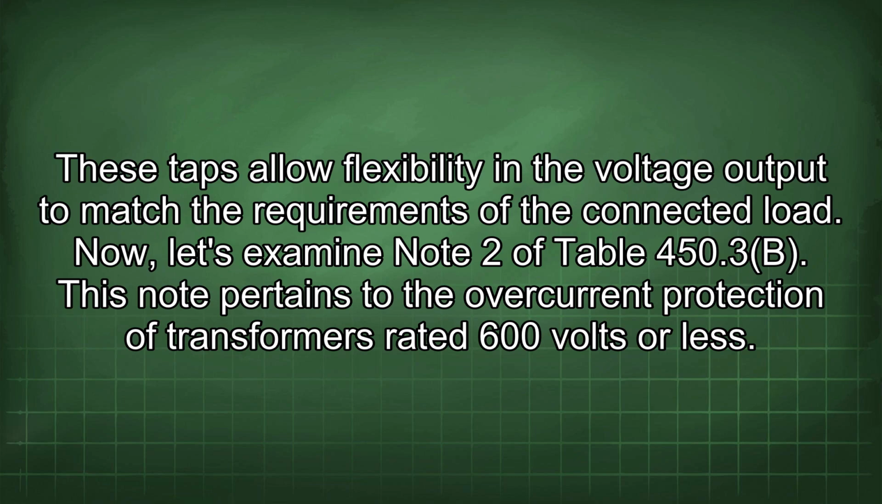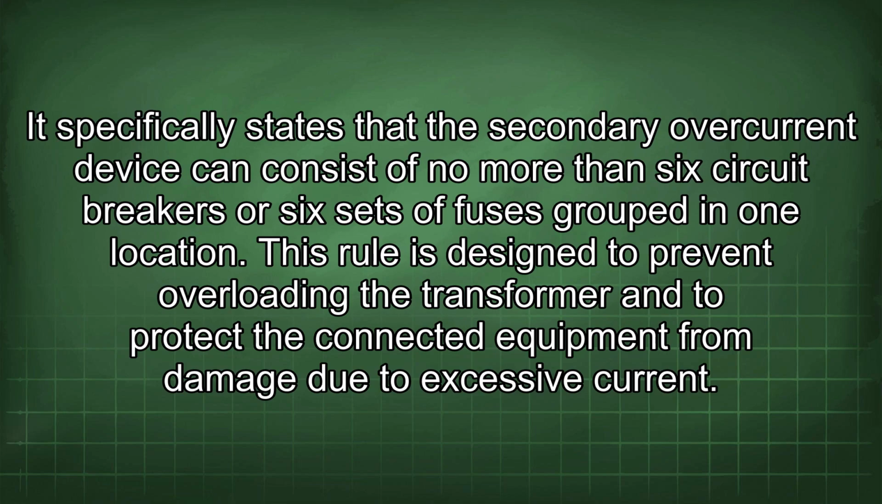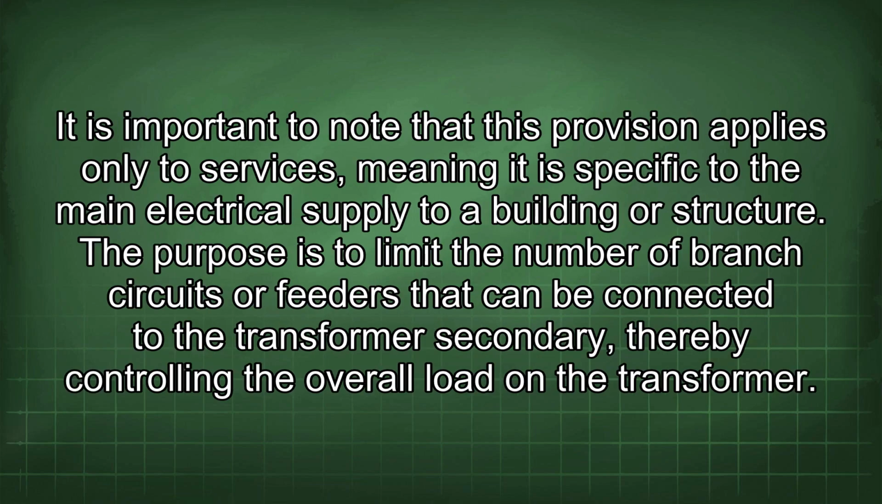Now, let's examine Note 2 of Table 450.3(B). This note pertains to the overcurrent protection of transformers rated 600 volts or less. It specifically states that the secondary overcurrent device can consist of no more than 6 circuit breakers or 6 sets of fuses grouped in one location. This rule is designed to prevent overloading the transformer and to protect the connected equipment from damage due to excessive current. It is important to note that this provision applies only to services, meaning it is specific to the main electrical supply to a building or structure.